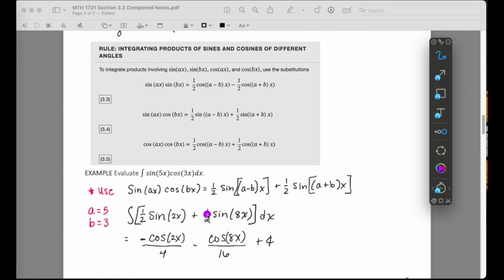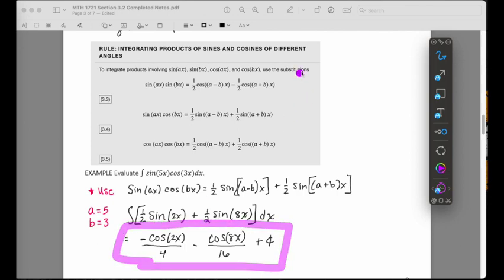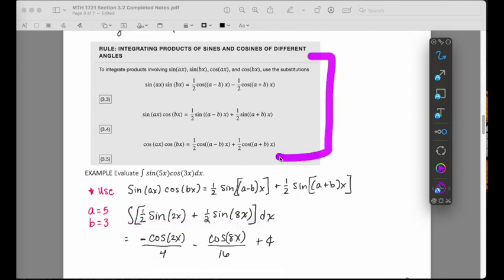And when I multiply it by the 1/2, the 2 times the 8 in the denominator becomes 16. And then, of course, I have my plus c. So this will be my final answer. So you have these trig identities here that you can use as well.